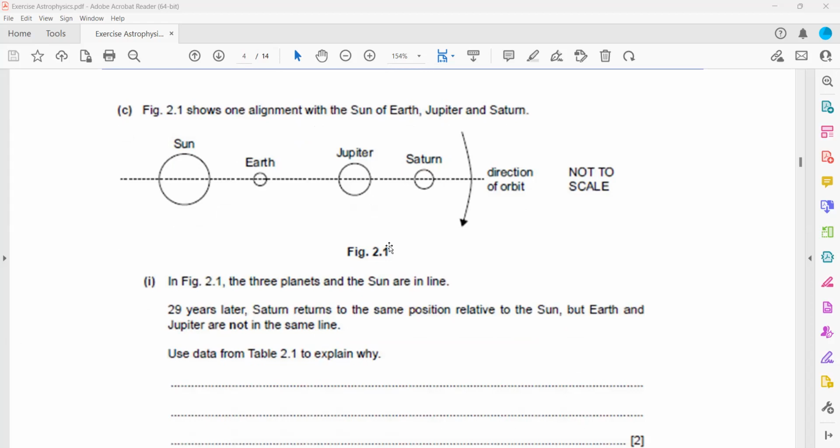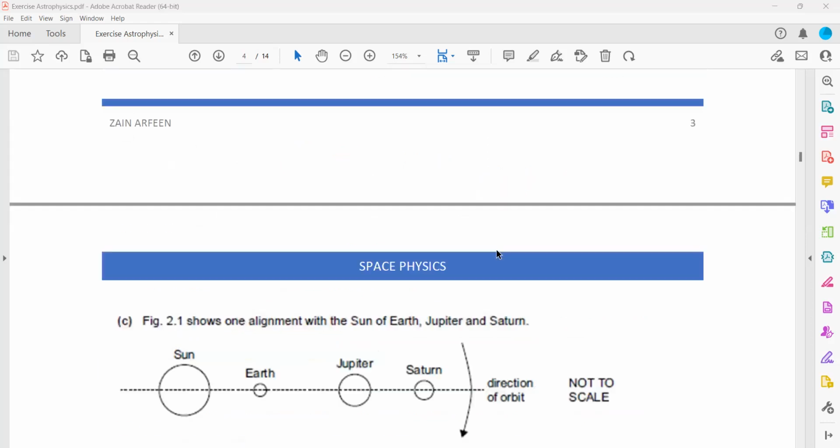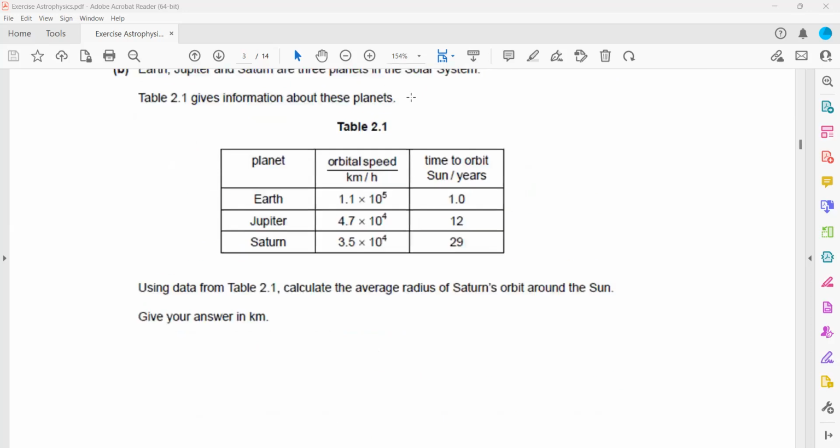So what might be a reason why they are not in the same line? Look, what will happen? As you can see in the table, the time for the Earth to orbit is 1 year. They have different speeds as well as different orbital times. Jupiter is 12 and Saturn is 29 years.